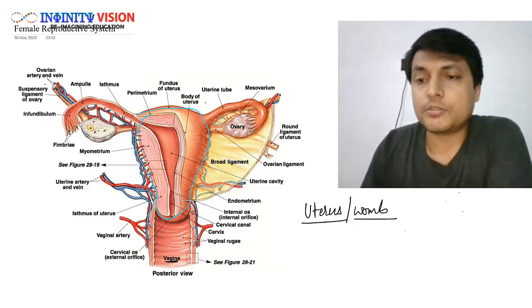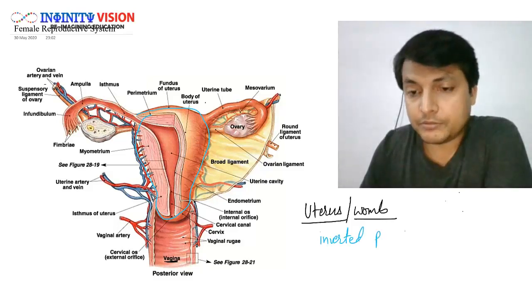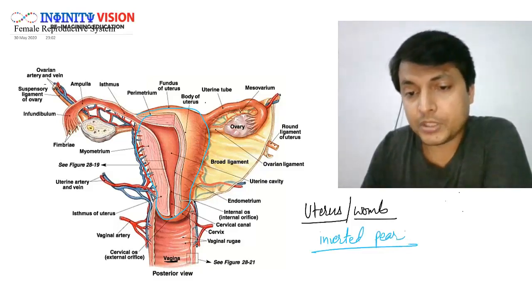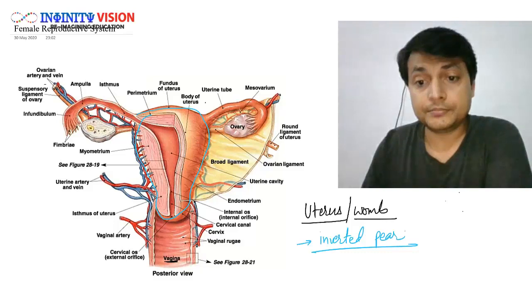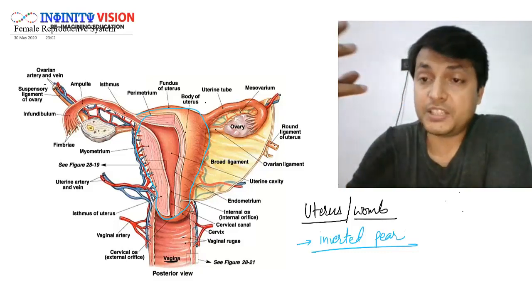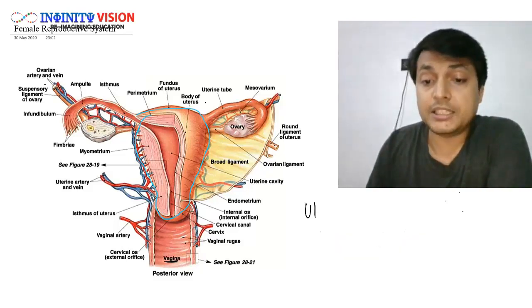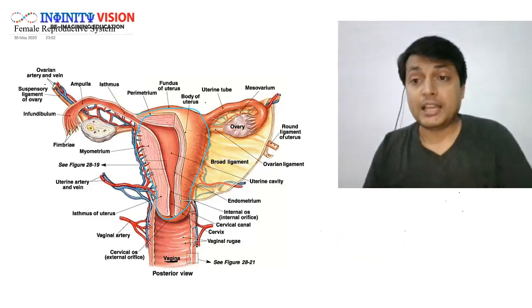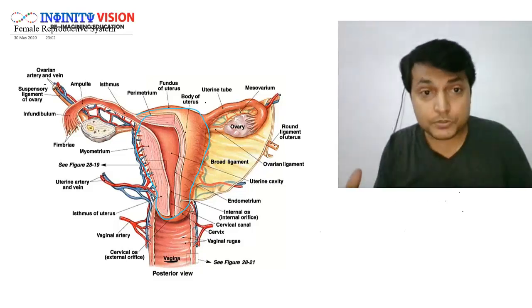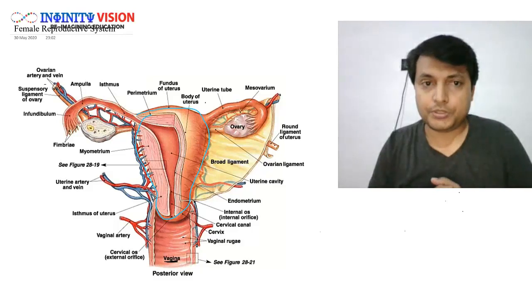Great. So it looks like an inverted pear. Okay, inverted pear, the fruit. So the shape of the uterus is that of an inverted pear. Great. So we have seen the shape, size, and different parts of the uterus and the histology of the uterus.